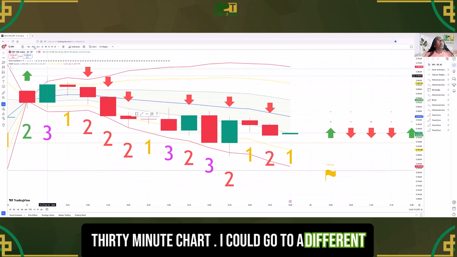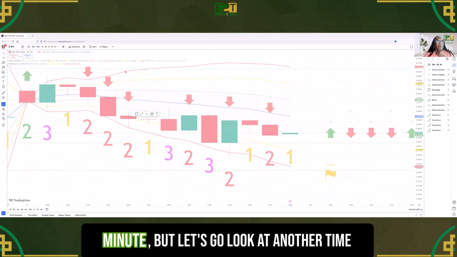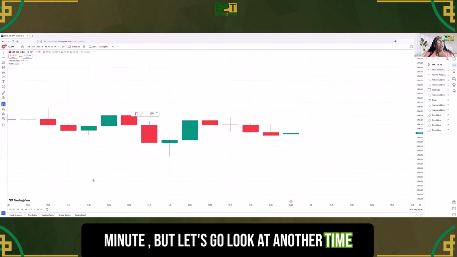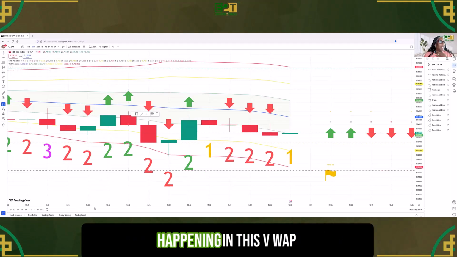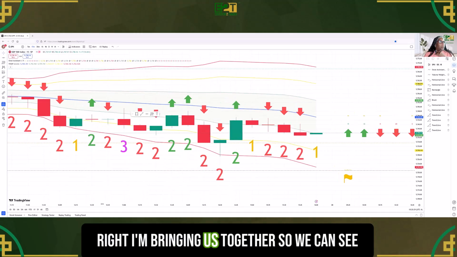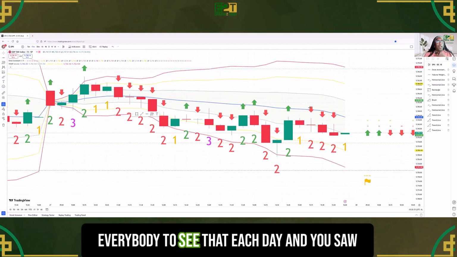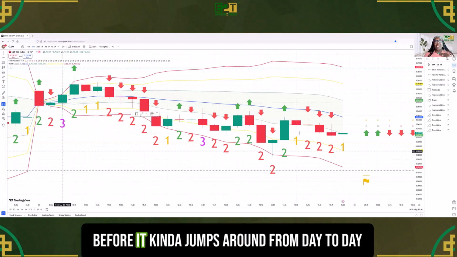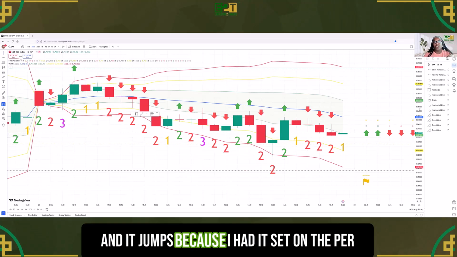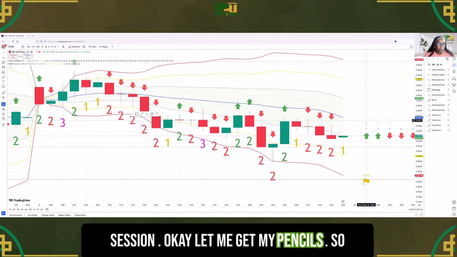I could go to a different time frame. Generally, I don't know if we watch the 30 or the 15-minute, but let's look at another time frame so you can see what's actually happening in this VWAP. I'm bringing us together so we can see. This is yesterday. I want everybody to see that each day, and you saw before, it jumps around from day to day, and it jumps because I have it set on the per session. Okay, let me get my pencils.